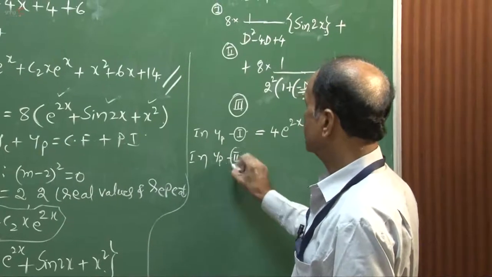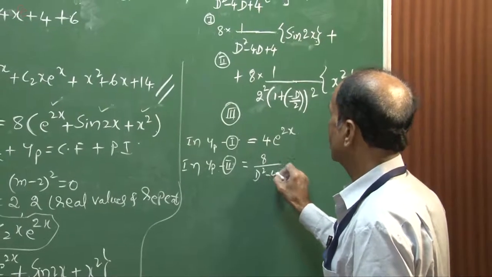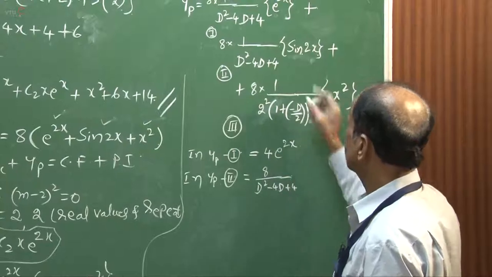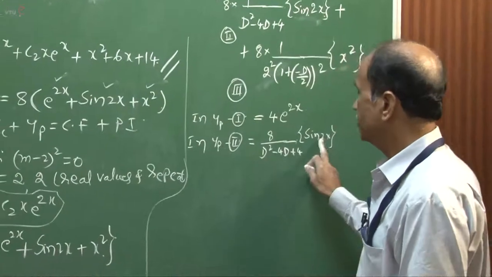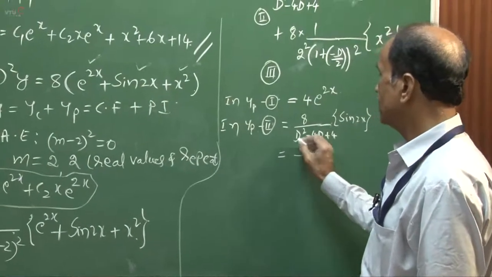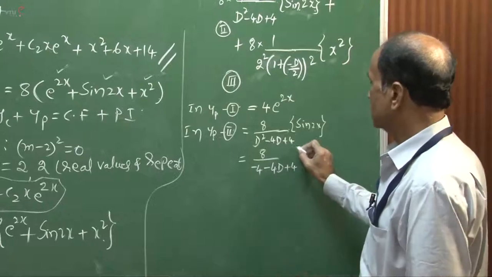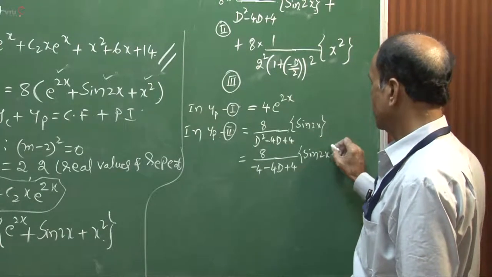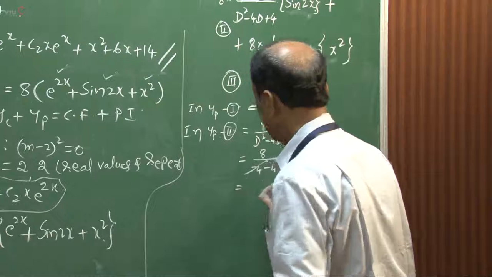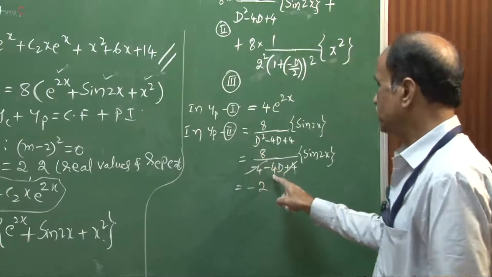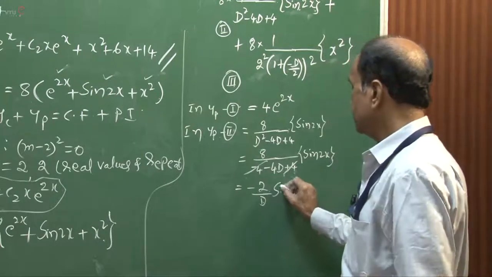In YP second term. What is that second term? This one. So second term is equal to 8 divided by, it is d square minus 4d and plus 4, and that is operating on sine of 2x. Now you have to replace d square by minus 2 square. Let us verify. 8 divided by, this is minus 2 square means minus 4, and minus of 4d and plus 4, correct? This is operating on sine of 2x. Then minus 4 and plus 4 will cancel, that is minus 2, because 8 divided by minus 4, that becomes minus 2 and d. So sine of 2x.